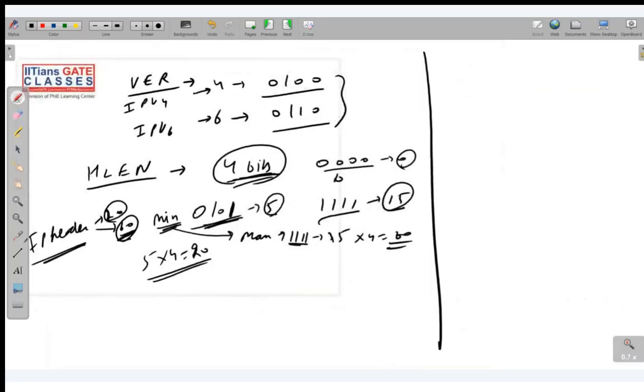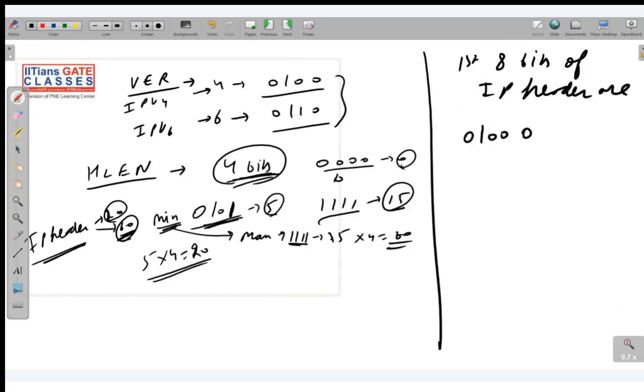Or rather they will say it like this: first 8 bits of IP header are 0100 0100. Packet accepted or rejected?